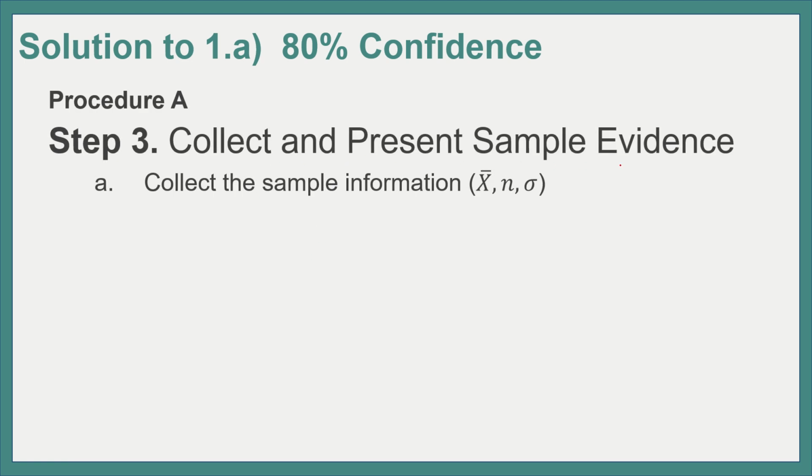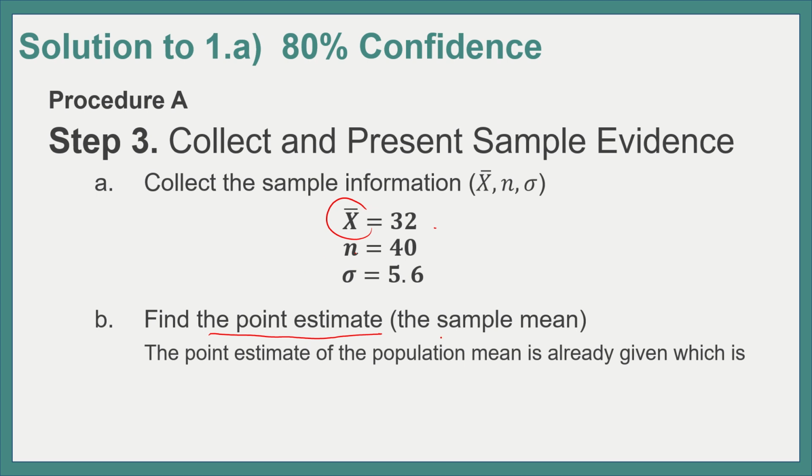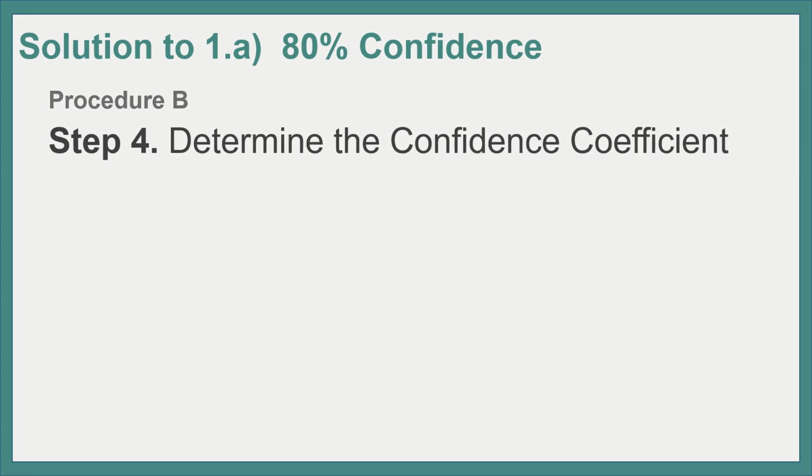Step number 3 is to collect and present the sample. Again, this is identifying the given information in the problem. In our problem, the sample mean is given, which is equal to 32. The sample size is also given, which is equal to 40. And sigma, the population standard deviation, is 5.6. If the sample mean is not given, we can proceed with point estimation of our sample mean from the data. But since the sample mean is already given, we just need to state it, so no need for solving the point estimate.